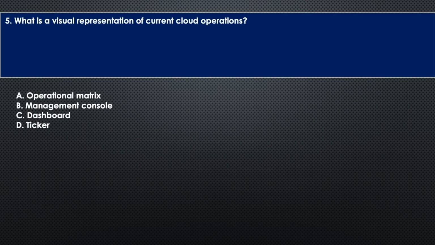5. What is a visual representation of current cloud operations? A. Operational matrix. B. Management console. C. Dashboard. D. Ticker. Answers: C. A dashboard is a configurable graphical representation of current operational data.